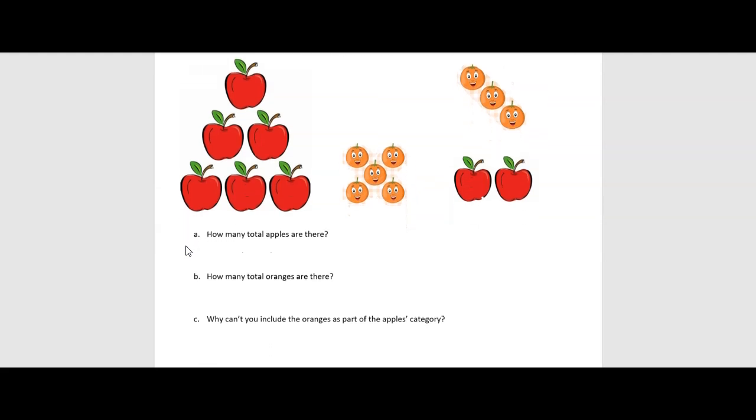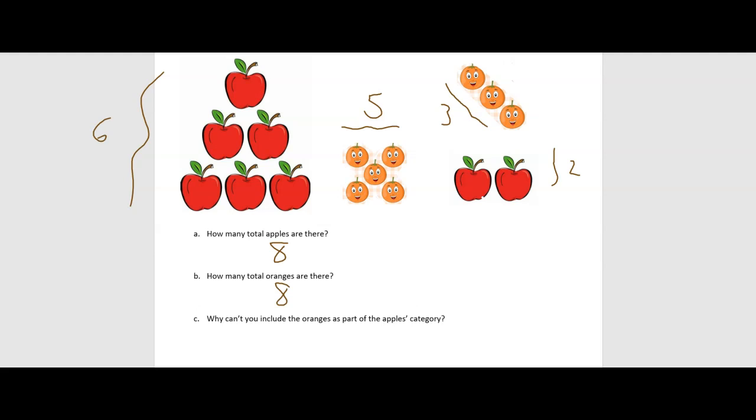Part A says, how many total apples are there? It's not a trick question. All we have to do is count the apples, and we see that there are 6 over here, 2 over here, so that's going to be 8 apples total. Oranges, we also have 8, right? We have 5 here, we have 3 here, so that is also going to give us 8.